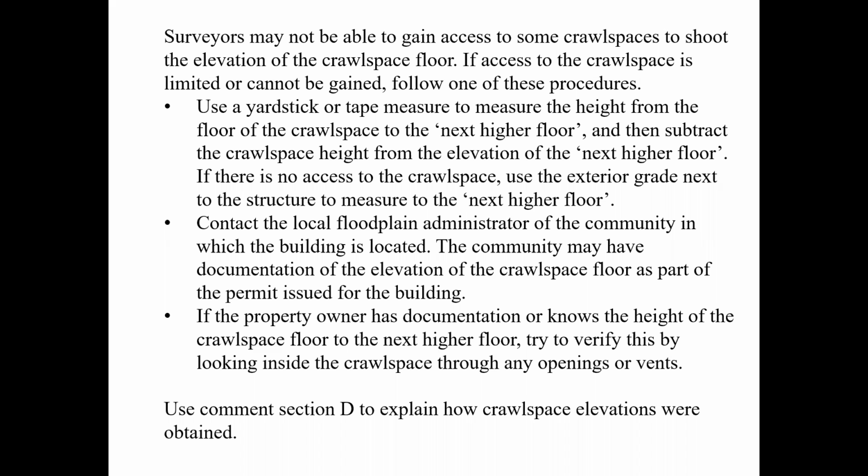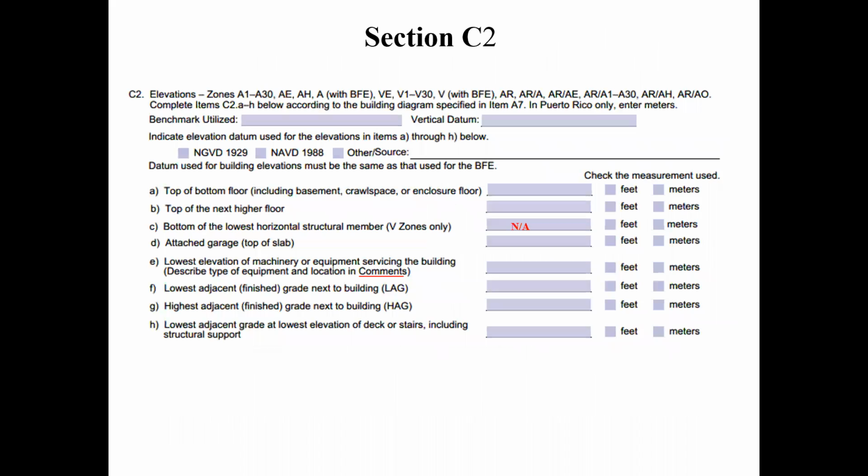If it's not explained in section D, again, the comment section, we want to make sure that if we can't gain access, we look through the vents or try to find some way to at least see into this enclosure to make sure that there is not a basement situation or anything else that might cause problems.